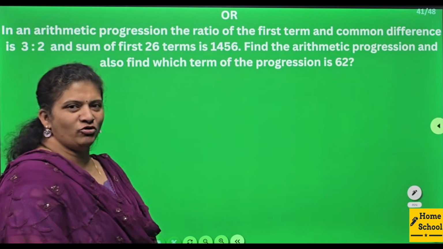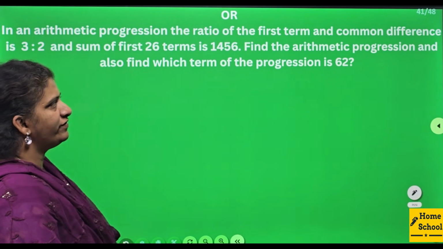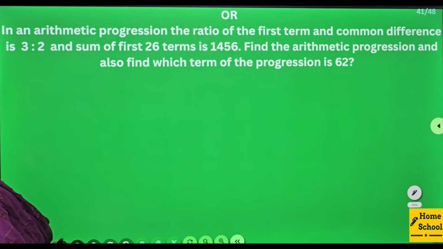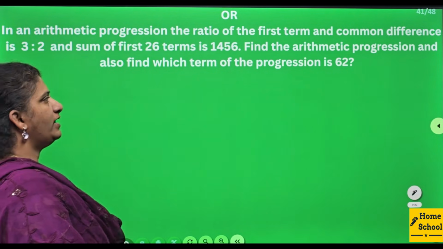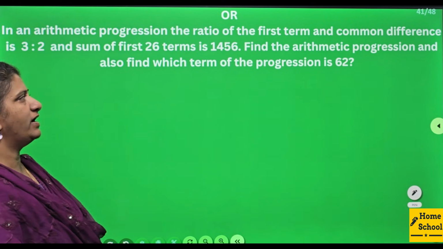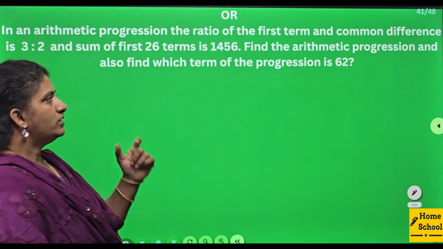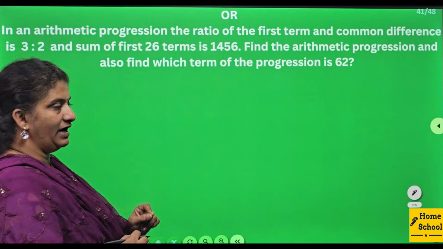In this, we have one more OR question. In an arithmetic progression, the ratio of the first term and common difference is 3:2 and sum of first 26 terms is 1456. Find the arithmetic progression and also find which term of the progression is 62. This verbal problem you need to split and understand.